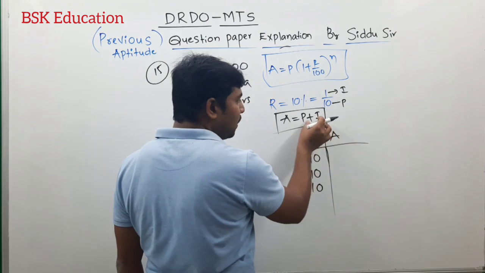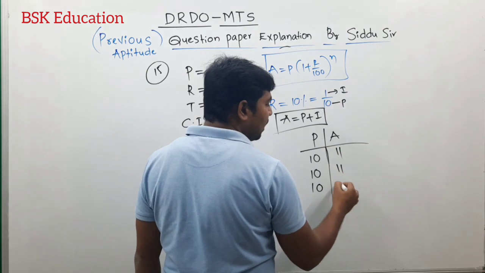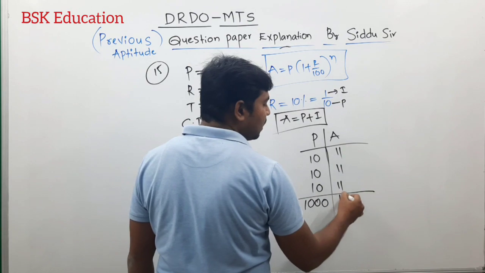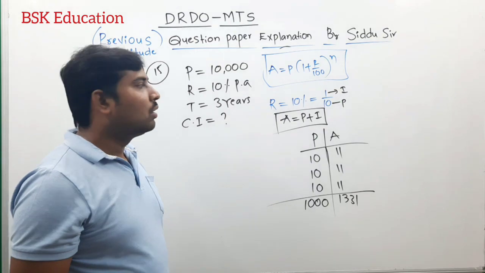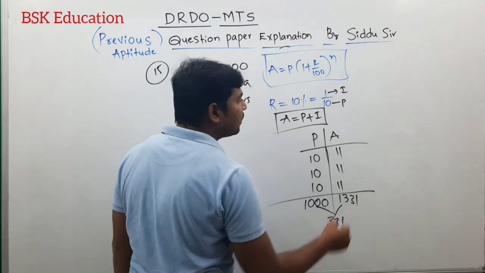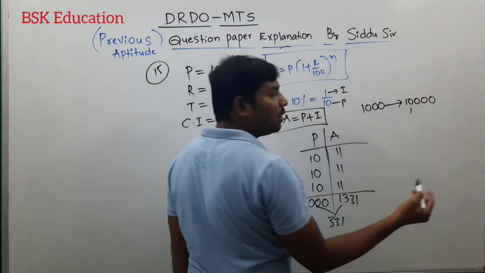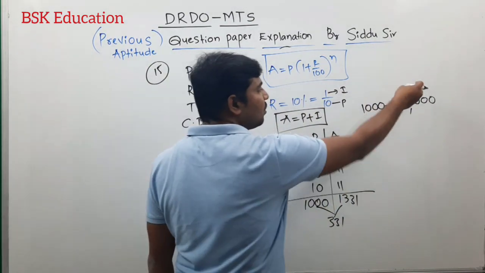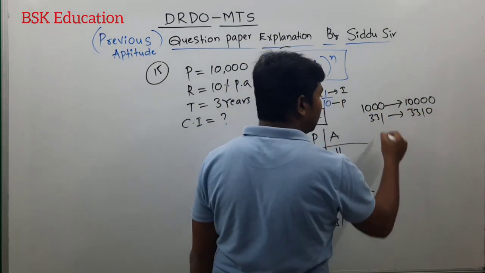Here A means P plus I, nothing but 10 plus 1, 11. So 10 cube is nothing but 1000. 11 cube is nothing but 1331. So for the compound interest, take the difference of total amount and principal amount. This is the 331. Simple. 1000 is nothing but 10,000, equal to the principal amount. So here you get the 1000 parts. 1000 parts is equal to 10,000. Then 331 parts is equal to 3,310. This is the compound interest, guys.